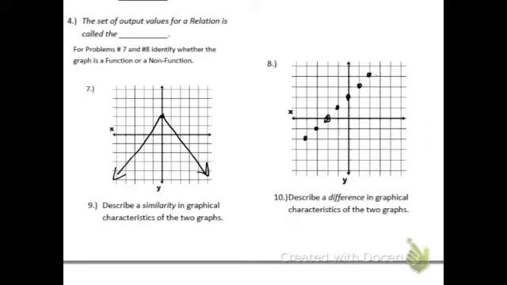Moving on to 7 and 8. These are both functions. If you do a vertical line test, you take a vertical line and slide it from left to right. You'll see that both of these are in fact functions, as in there's no two y values above each other anywhere. 9, describe a similarity. Well, that's a similarity. They're both functions.